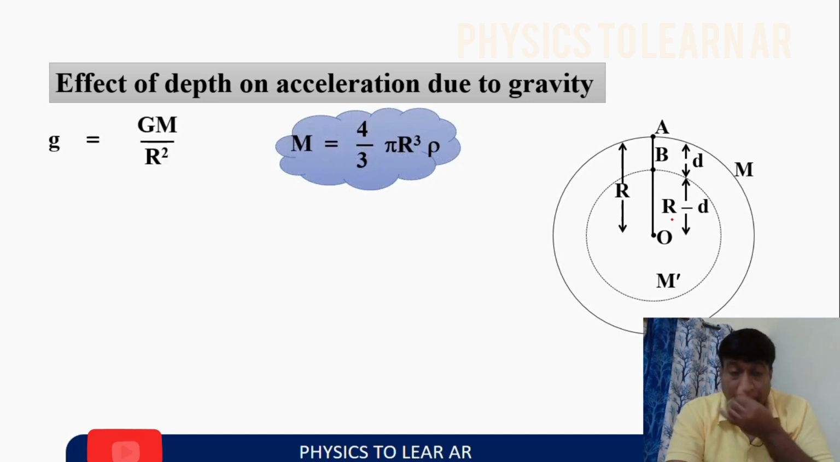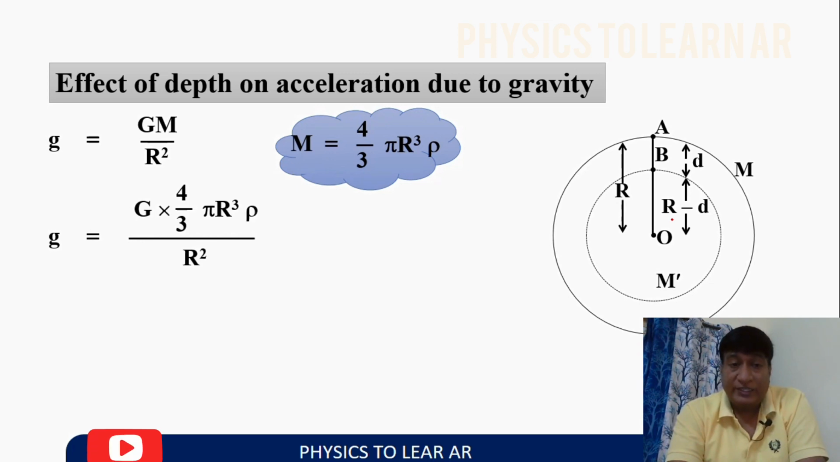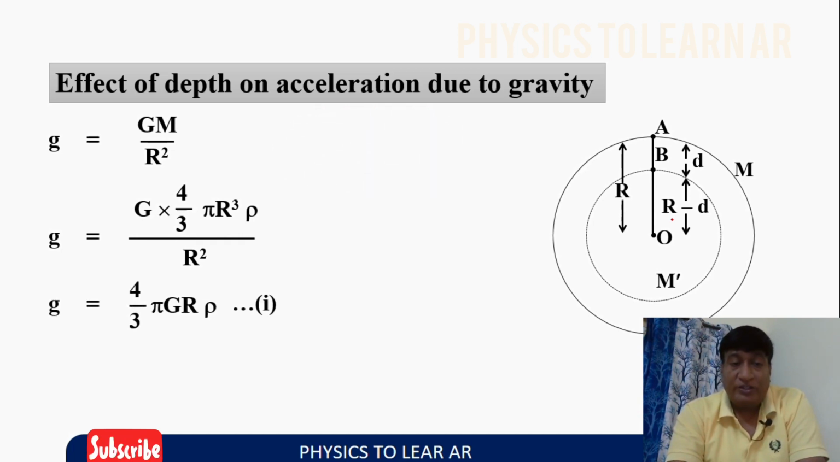We know the mass of the earth is M equals 4 by 3 pi R cube into rho. By substituting that, I can get g equals capital G into 4 by 3 pi R cube rho by R square. By cancelling, I get 4 by 3 pi capital G R into rho. Now, whenever depth is there, g is directly proportional to R. If the R value changes, then the g value changes. Here R is decreasing, so g_d is also going to decrease.